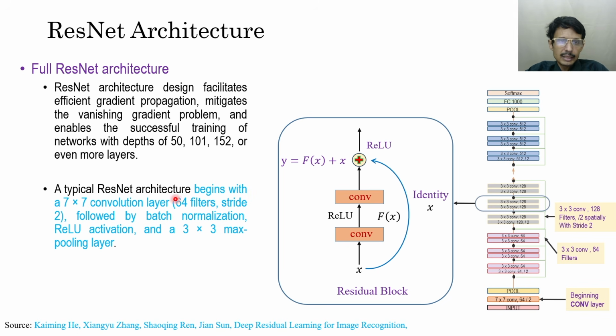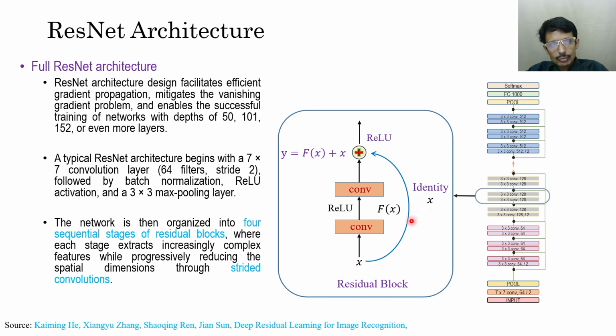So a typical ResNet architecture begins with a 7 cross 7 convolution layer with 64 filters and stride 2, followed by batch normalization, and a ReLU activation function, and a 3 cross 3 max pooling. So after the convolution, batch normalization and nonlinear activation are used, and then we use the pooling. So this is the very initial part.